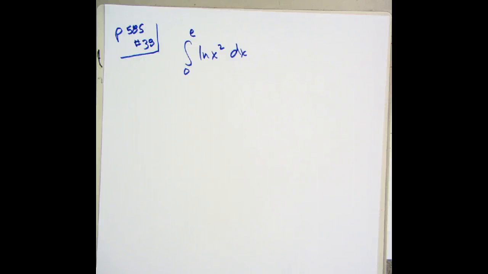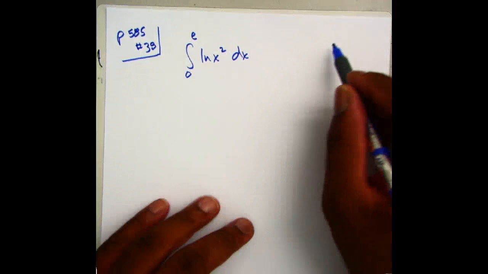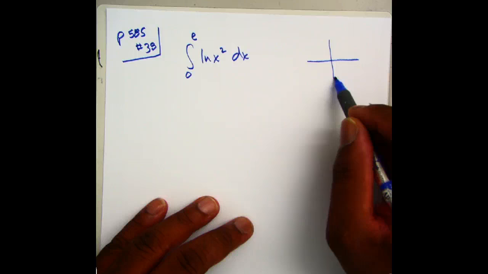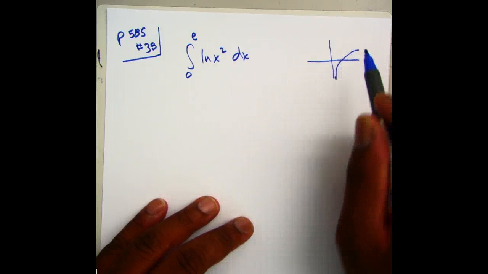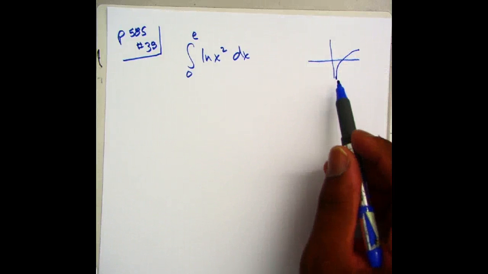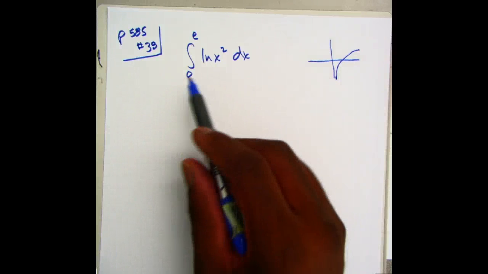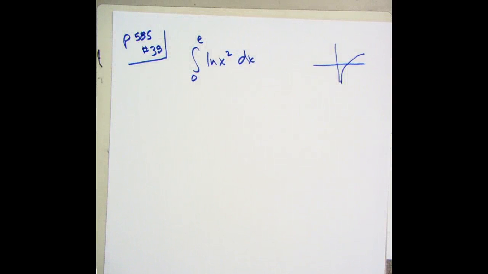Now, with this particular problem, it is an improper integral because you have an infinite discontinuity at 0. If you remember the graph of natural log of x, it's like that. So it's indeterminate at 0. So 0 provides an infinite discontinuity, so you are going to write it or treat it as an improper integral.